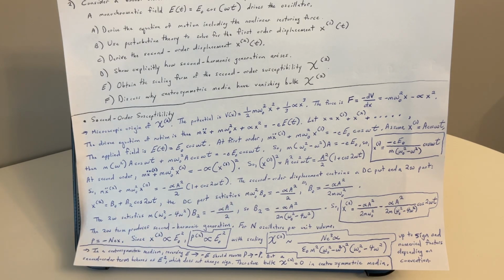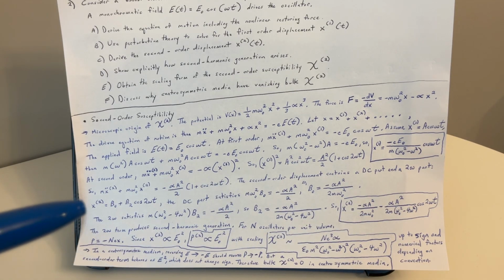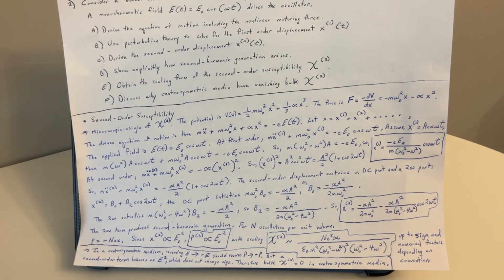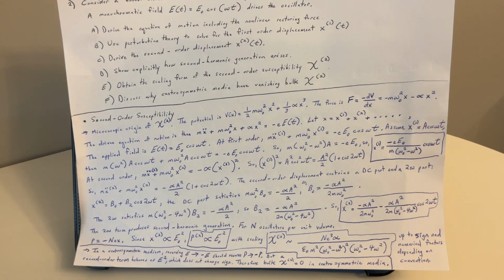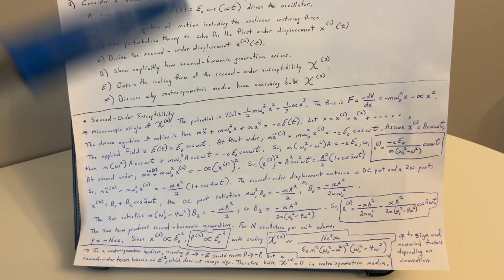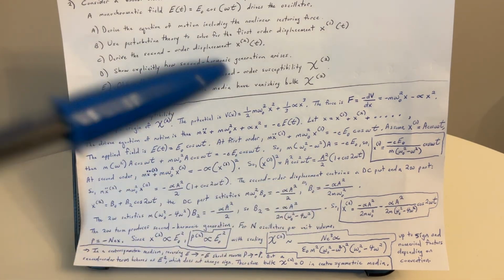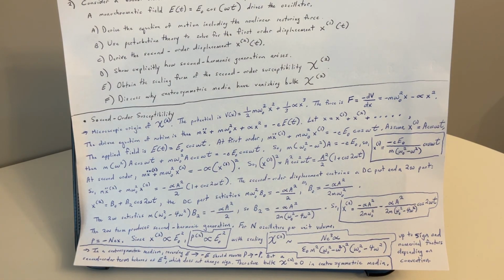So the second order displacement contains a dc part and a 2 omega part. And x second order is b naught plus b2 cosine 2 omega t. The dc part is going to satisfy m omega naught squared b naught equals negative alpha a squared over 2. So isolating b naught is negative alpha a squared over 2m omega naught squared.